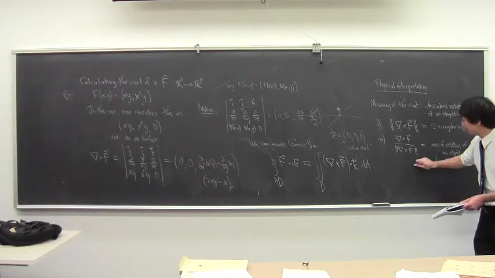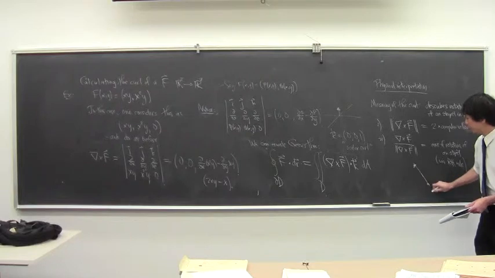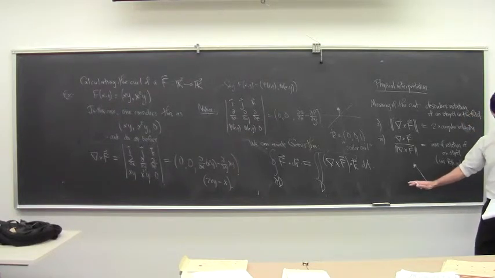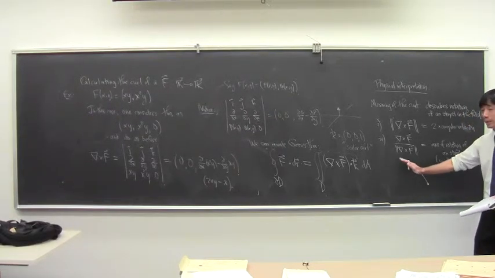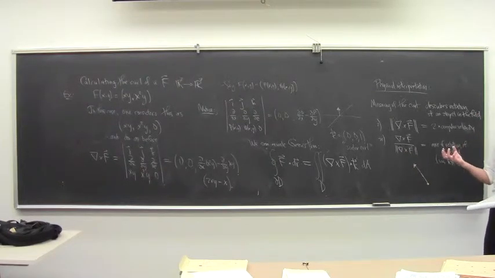If your curl turns out to be some vector, you say the curl is a vector field, and so at every point there are all these vectors. What it tells you is, if you took some small fan-like thing and put it there, what would happen to it?